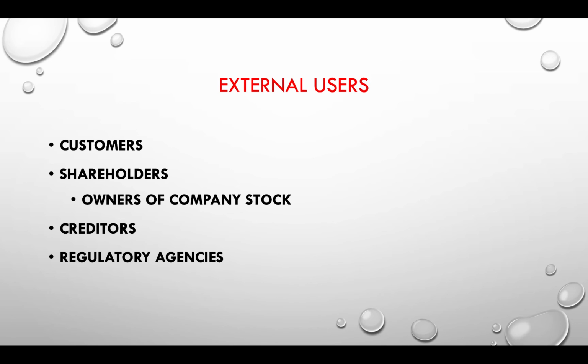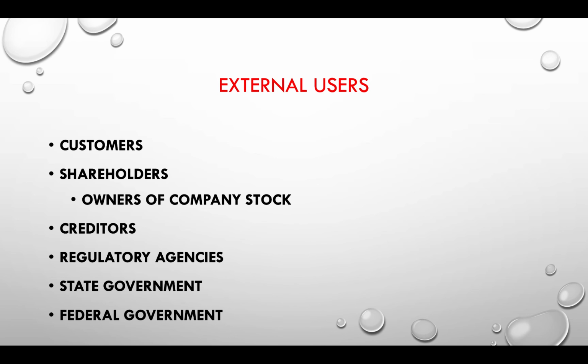The last type of external user are local and state and federal governments. If you are a government entity, you collect taxes. The taxes you collect are based on the income earned by the business. You would use the financial statements to verify that income and ensure the business is paying the correct amount of taxes. All of these are examples of external users, or people on the outside of the company.